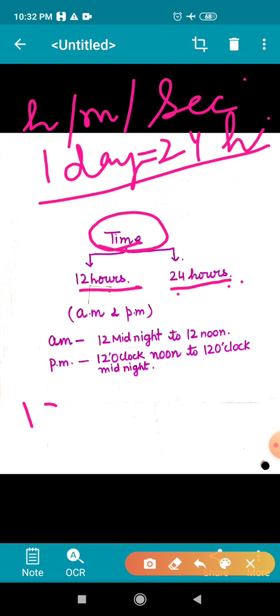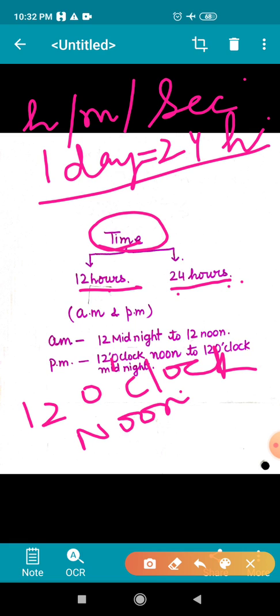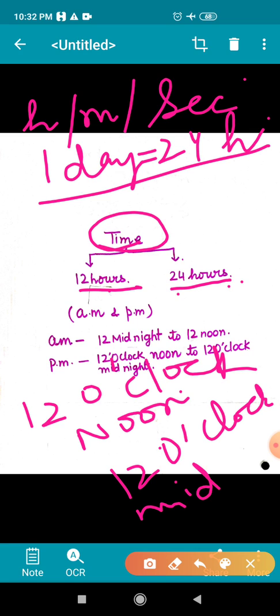Children, for 12 o'clock time we do not use AM and PM. We simply say 12 o'clock noon or 12 o'clock midnight, right?